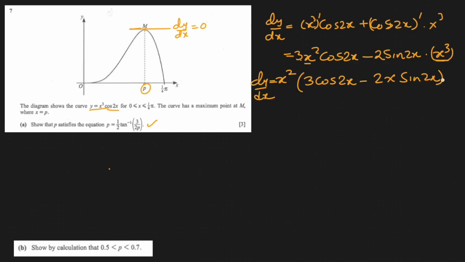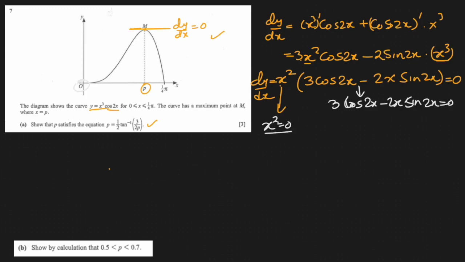This has to be equal to 0 for a stationary point. That's what we decided. X square, there are two possibilities. Either x square is 0 or this part 3 cos 2x minus 2x sine 2x equal to 0. Either this or this. There are two options. X is 0 is clearly a stationary point.